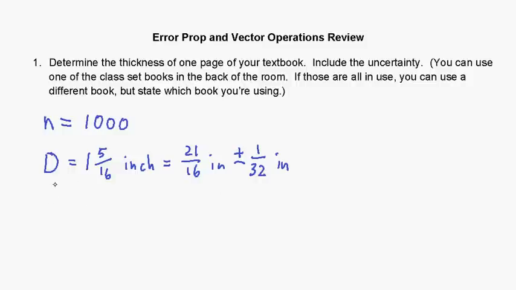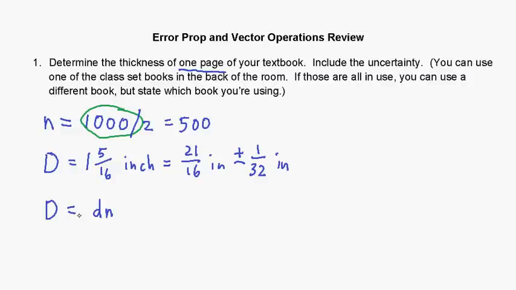Obviously, the total thickness of all those pages is going to equal the thickness of one page, which I'm going to call little d, times the number of pages. Now, I said earlier that I measured 1,000 pages, but what is a page here? The thickness of one page of a book is one piece of paper, but that actually has two different page numbers on it. So if I'm measuring everything from 1 to 1,000, I'm really only measuring half that many pieces of paper. So really, my n value is 500. I'm measuring 500 pieces of paper.